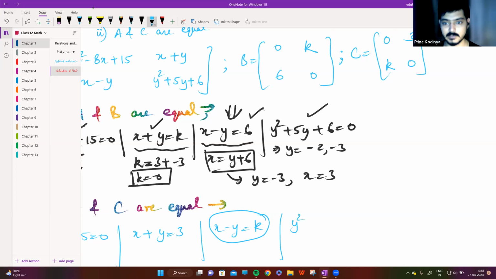And our fourth equation is y square plus 5y plus 6, which again we have the answer for. It gives you y is equal to -2 and -3.